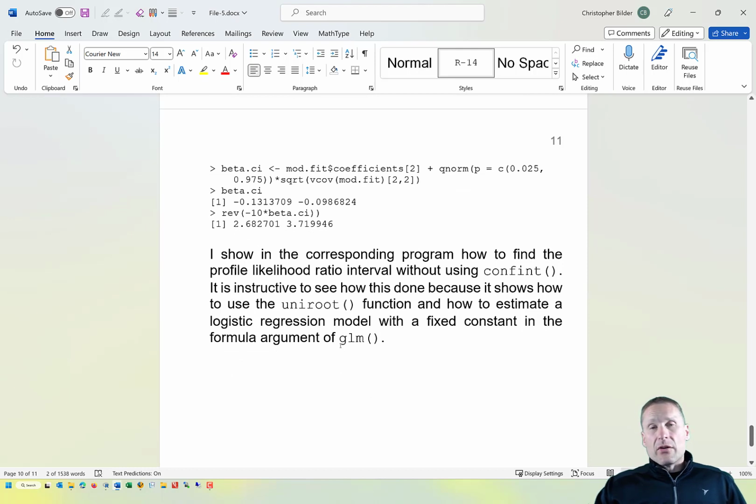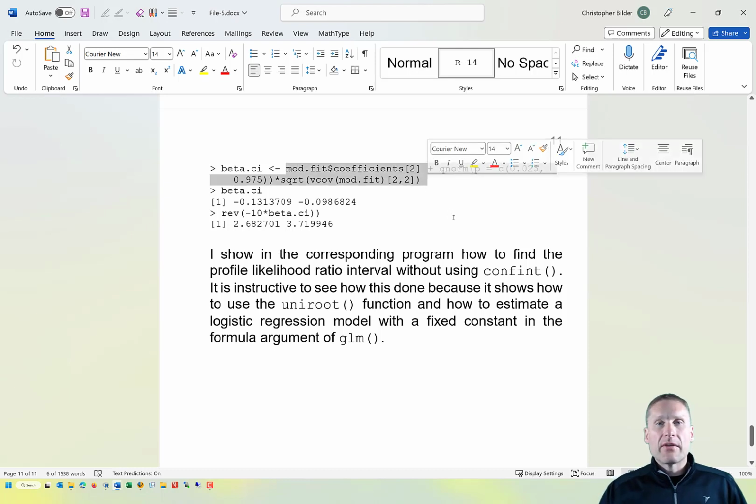On your own, you can take a look at that. How would you calculate the Wald interval without using confint.default? I give the corresponding code that one can use to do that. The reason why I do that is because it helps emphasize some of the stuff that we talked about before, like how to extract a particular variance from a covariance matrix.